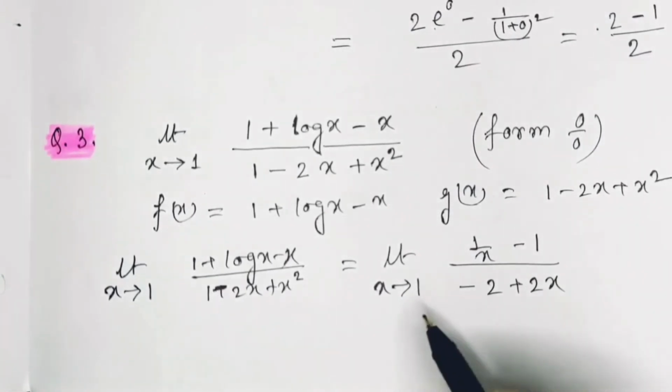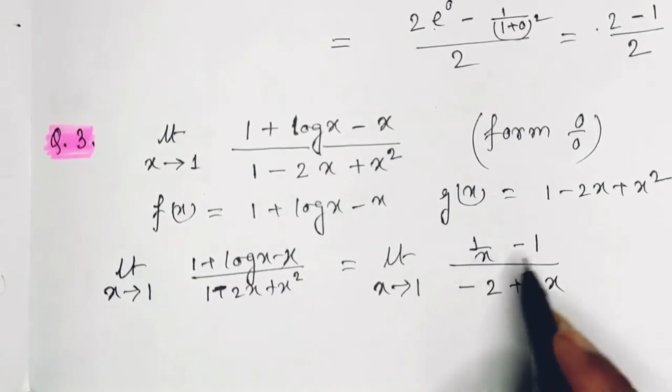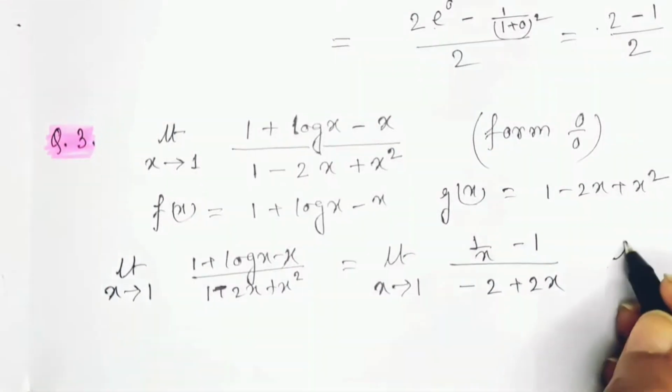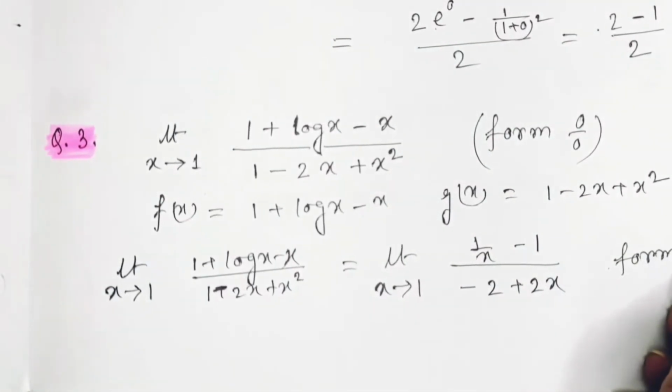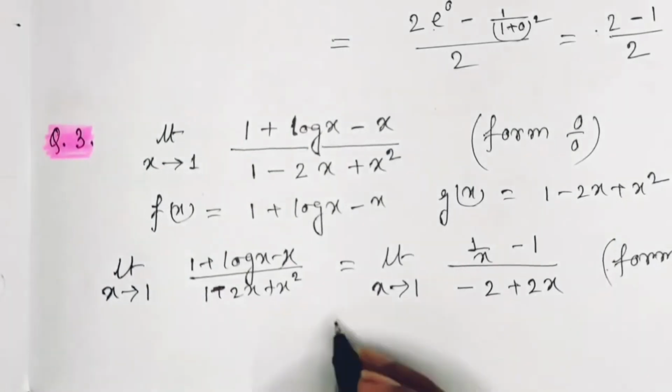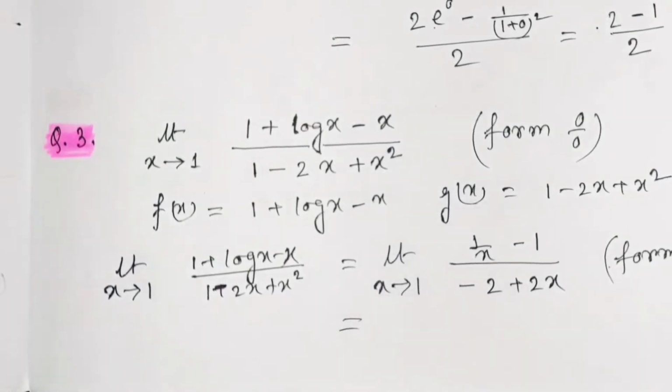Now if we substitute x equals 1, we find it is 0 by 0. So this is again in the form of 0 by 0. That means we do the process again, we repeat our process again.